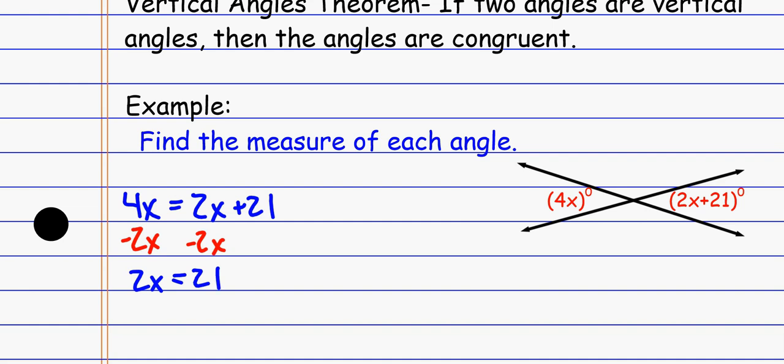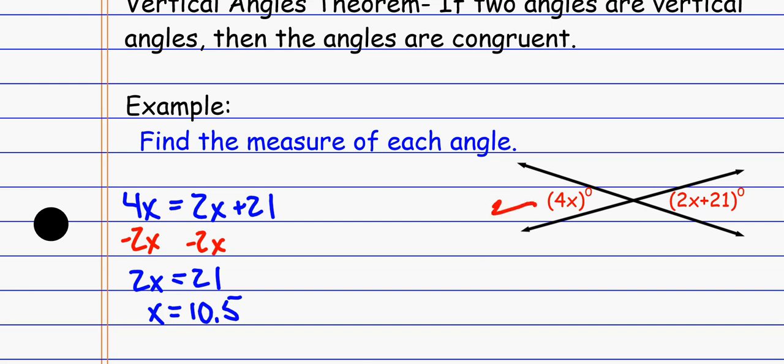And I'm going to divide each side by the 2. That equals a 10.5. Again, it didn't ask me to find x. It asked me to find the measurement of each angle. You've got to plug that 10.5 in here for x.